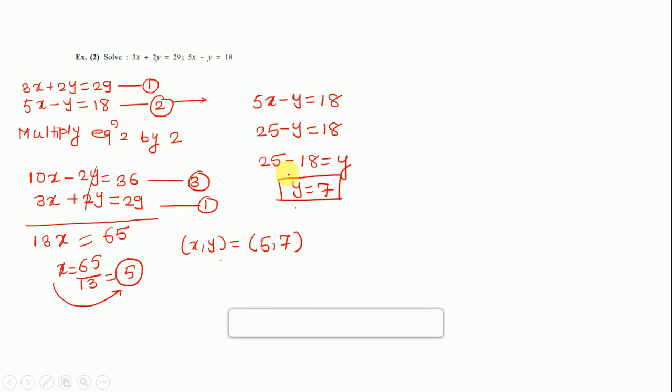Now this is your homework question. You have to solve this equation: 15x plus 17y equal to 21 and 17x plus 15y equal to 11. So just solve these equations and share your answer in the comment box. What is the value of x and what is the value of y.